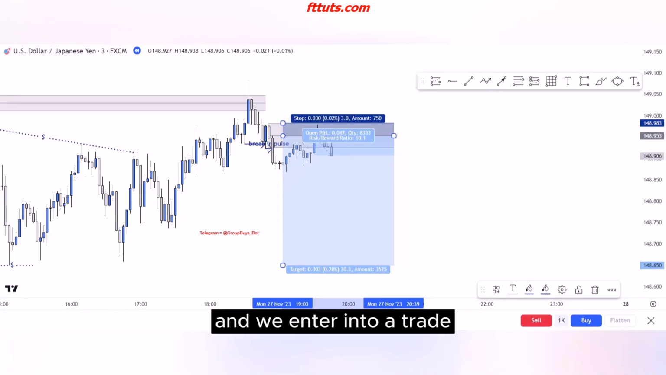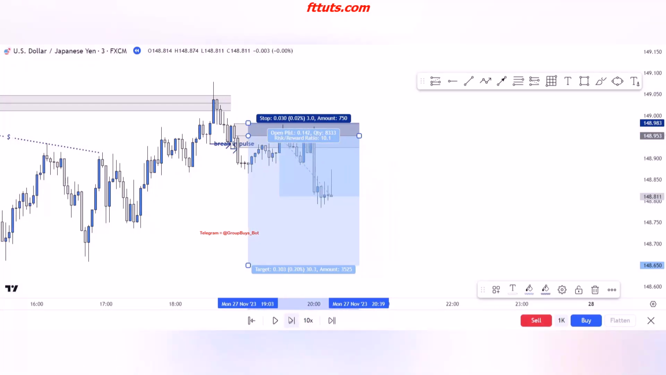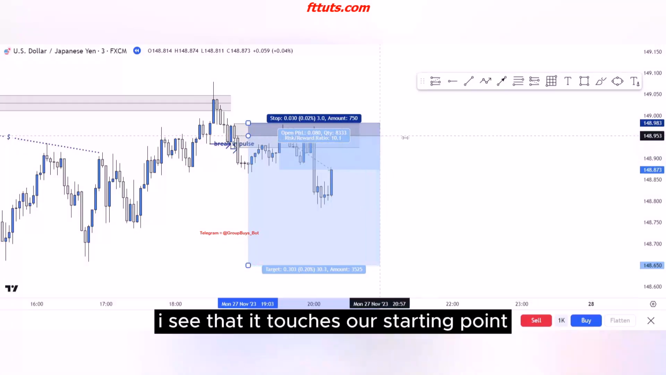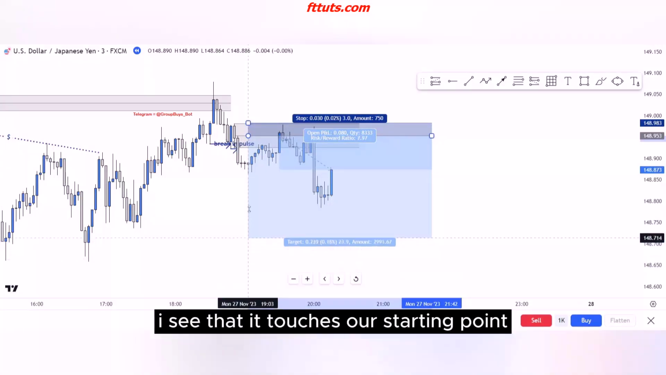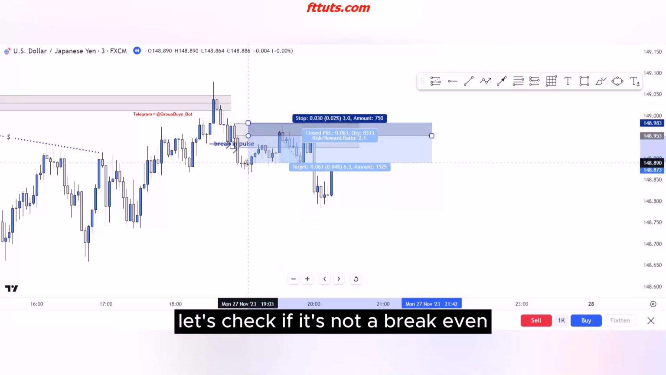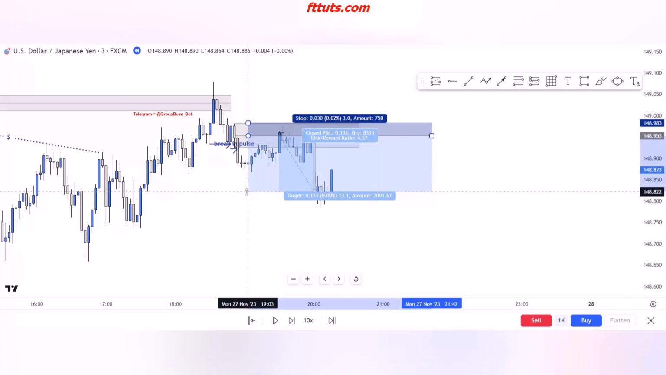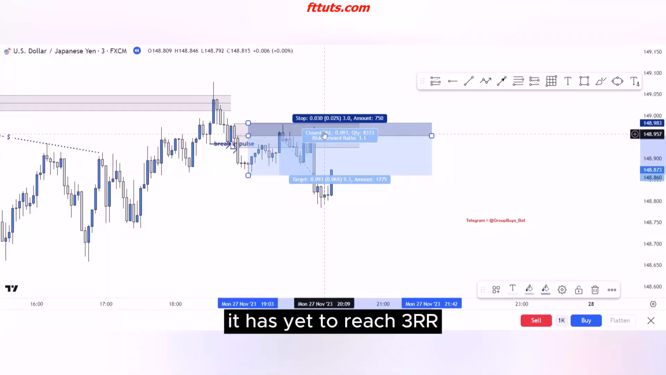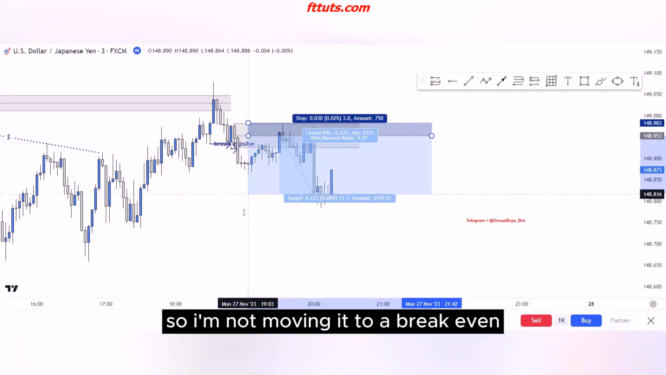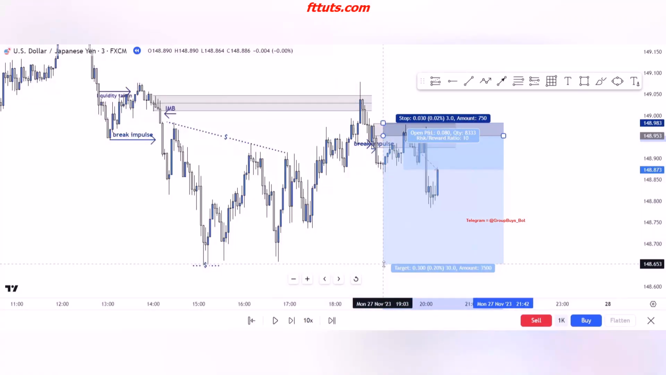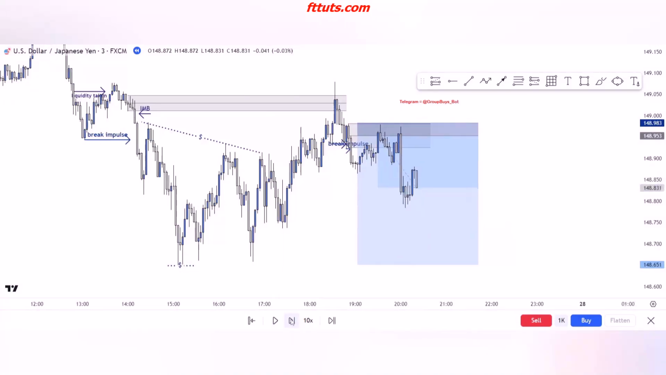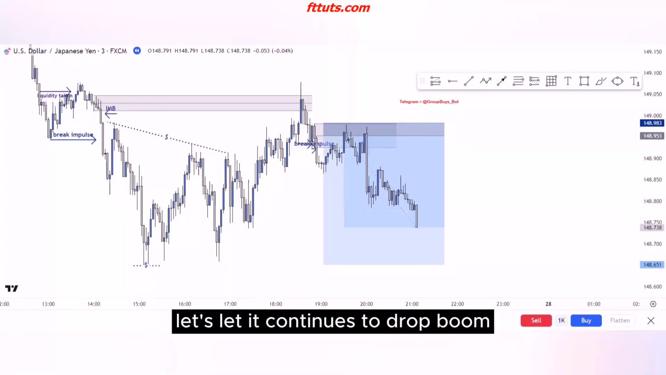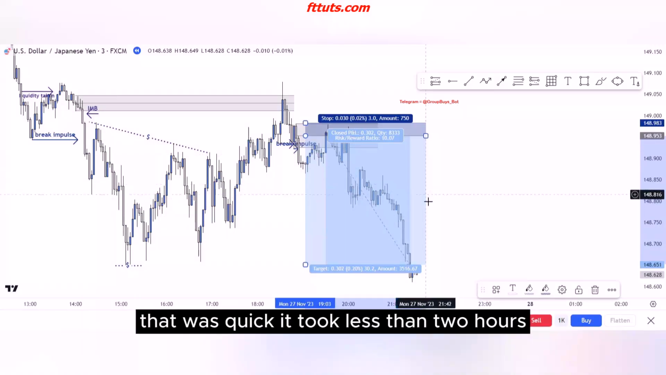And we enter into a trade. I see that it touches our entry point. Let's check if it's not a break-even. Okay, everything is good. It has yet to reach 3, so I'm not moving it to a break-even. Let's let it continue to drop. Boom, that was quick. It took less than 2 hours.